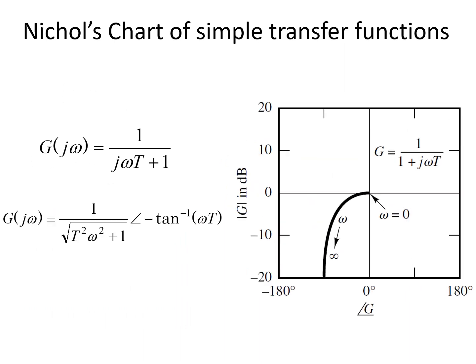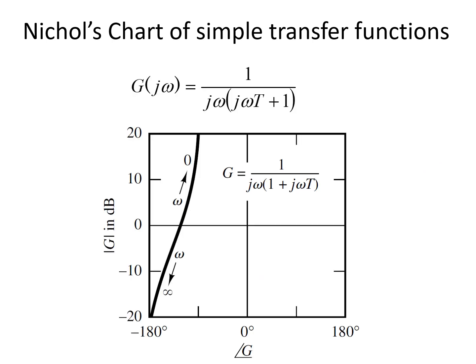And this is the Nyquist chart that we are going to get for a simple transfer function 1 divided by j omega T plus 1. And this is the Nyquist chart that we are going to get for the transfer function 1 divided by j omega into j omega T plus 1.